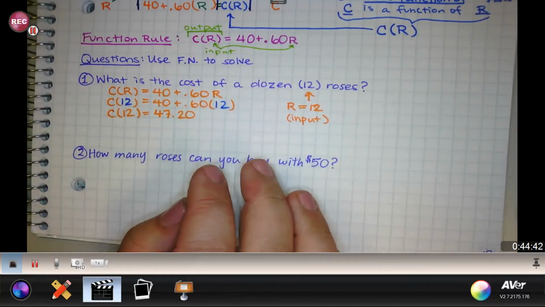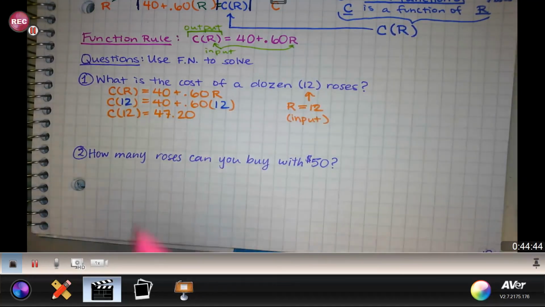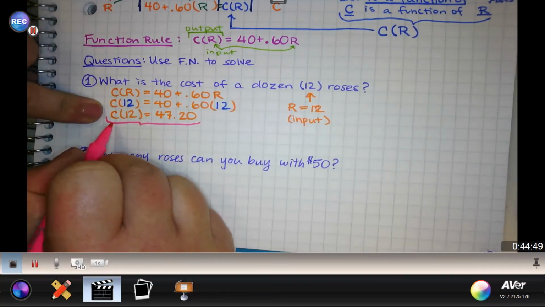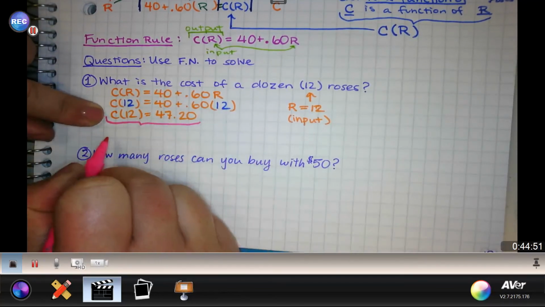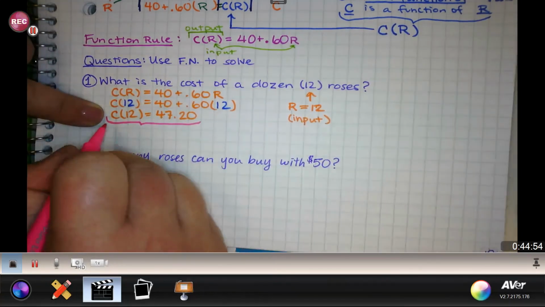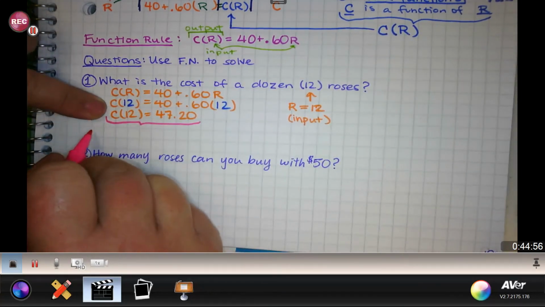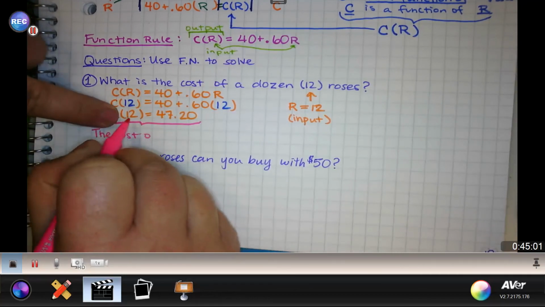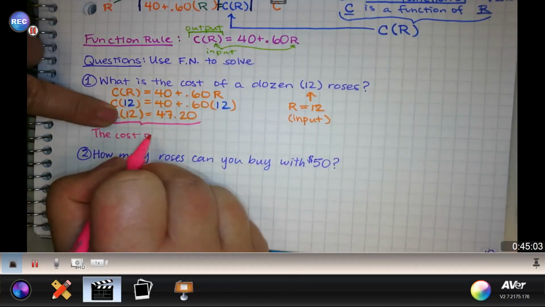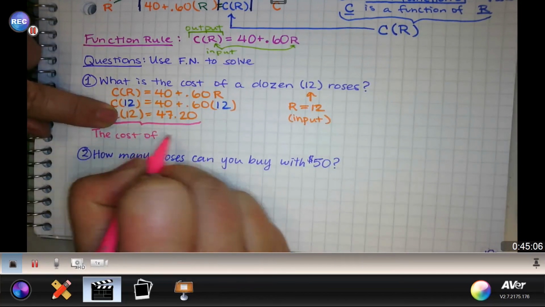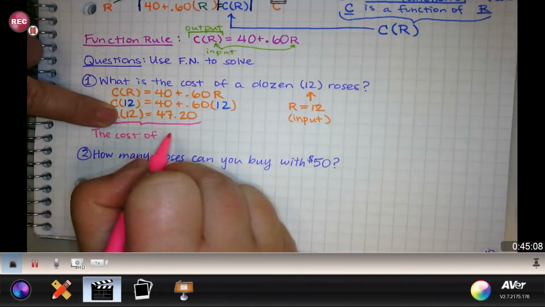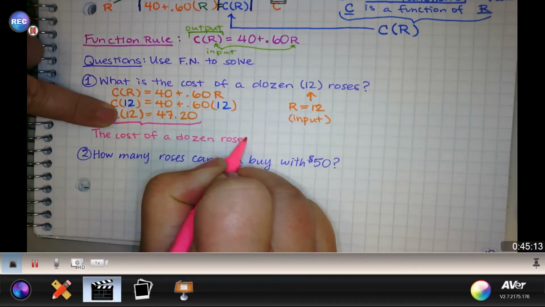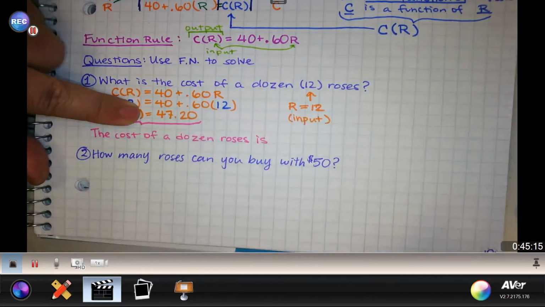But what does it mean? Well, what this means, remember, it's like an ordered pair. It communicates something to us. And you're going to see that I'm literally going to go across and I'll be able to write a sentence of what this means. So remember, C is the cost or total cost, the cost of, and then this was because of the 12 roses. So the cost of, and you can either write 12 roses or I'm going to write a dozen roses.